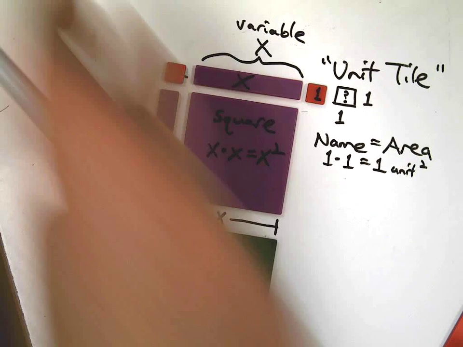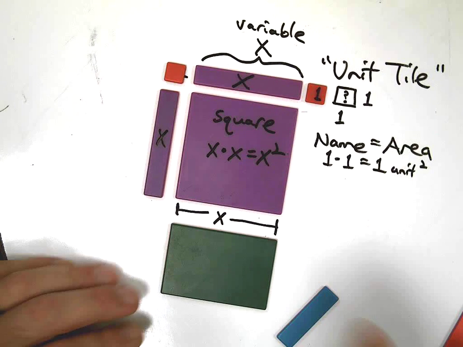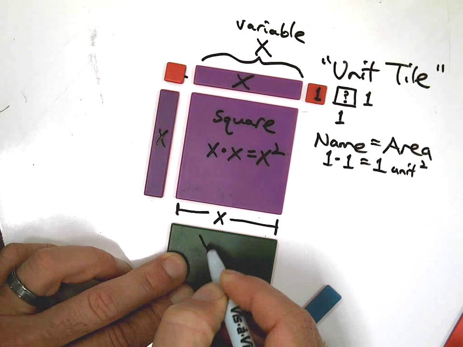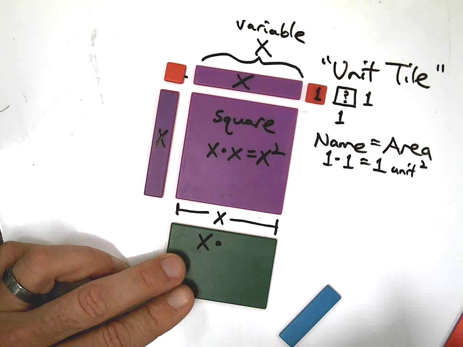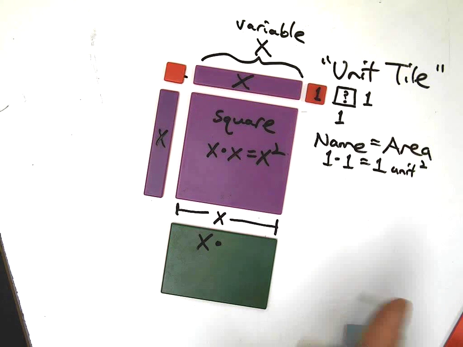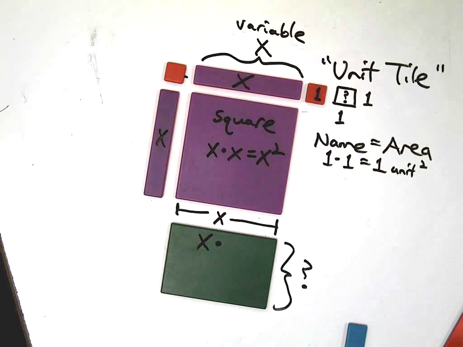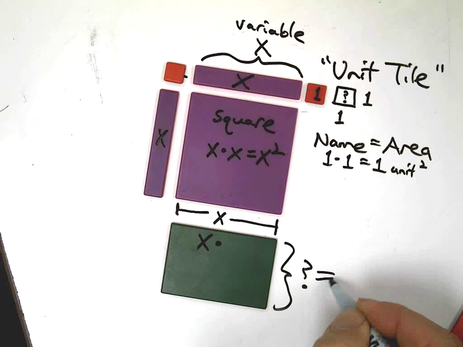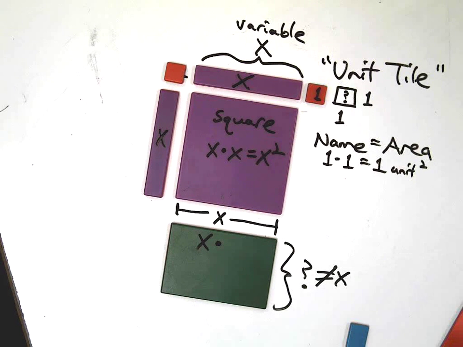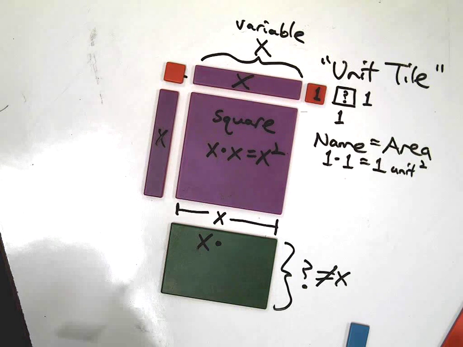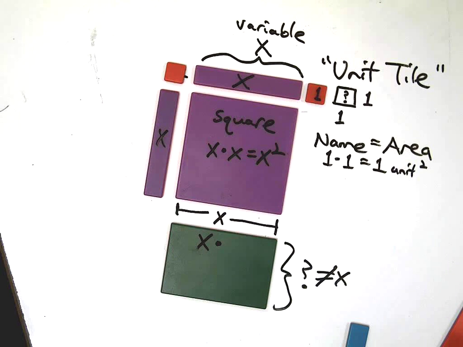There it goes. And we're going to make a connection here because we've got to figure out the area of this thing to have its name. X times what? Well, we have this other side over here. It's some unknown quantity. It's not x, right? Because it's shorter than x. So what can we possibly call it?